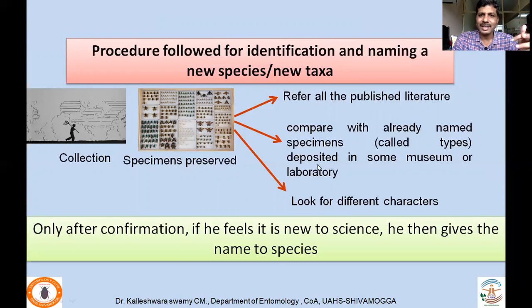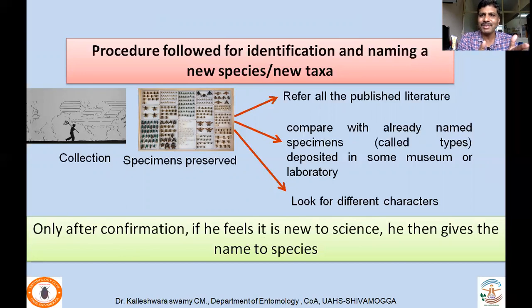Still, he compares it with the already named specimens. Some of those specimens may be deposited in recognized laboratories or museums. He goes there, or obtains the specimen, and goes through the characters of the specimen that was already described. He looks for different characters in his specimen compared to the previously described specimens. Only after confirmation, if he feels that it is new to science, he gives a name to the species. It becomes a new species.